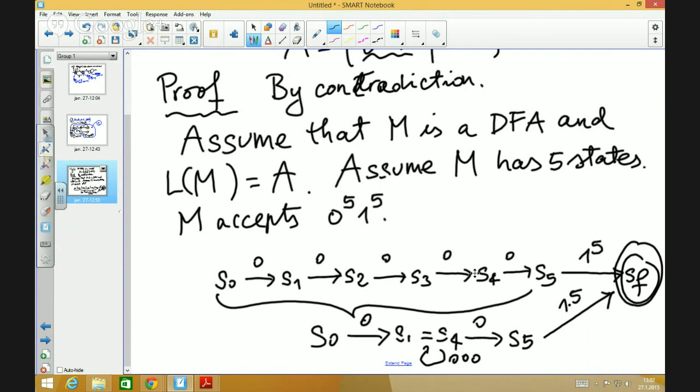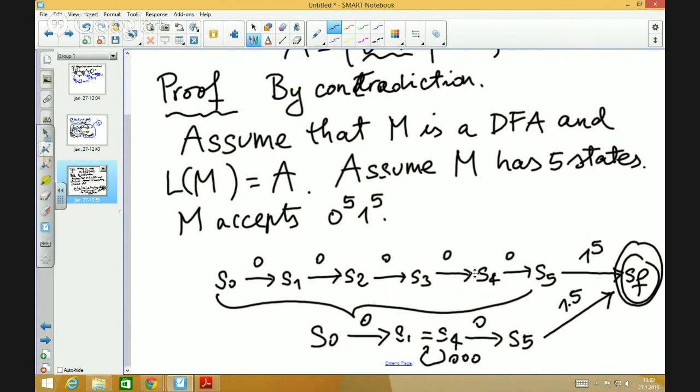Now, what does this tell us? This tells us that this automaton accepts, for instance, a string with not only 5 zeros followed by 5 1s, but also 8 zeros followed by 5 1s. Why? Because we can go through the loop twice. And that string is not in the language A. So we should not have accepted it.